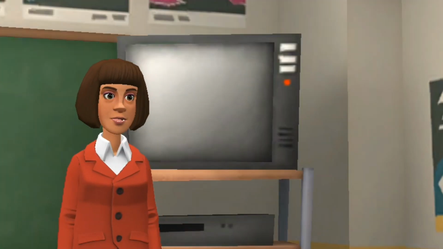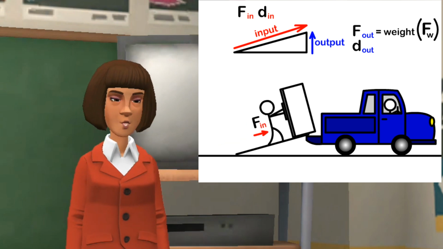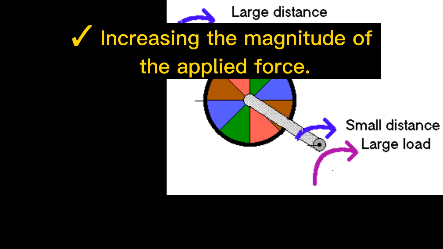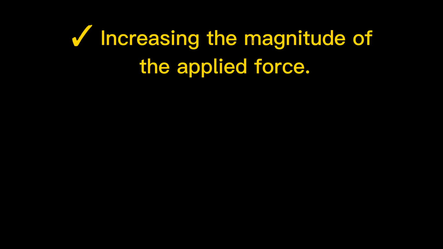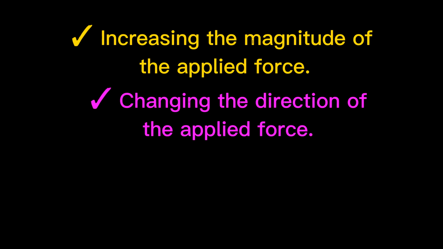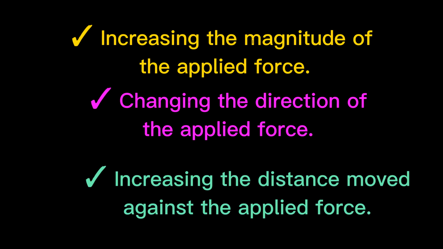A machine makes it easier to do work by performing one or more of the following: increasing the magnitude of the applied force, changing the direction of the applied force or transferring an applied force from one place to another, increasing the distance moved against the applied force or the speed the force moves.